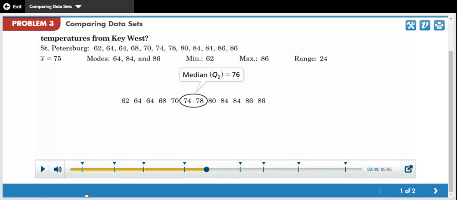So, for example, this data set has 12 values, right? Because there's 12 months in a year. And some of you might think initially, oh, well, the number halfway between 12 is 6. But if I were to count the sixth value in this data set, 62 being 1, 64 being 2, 3, 4, 5, 6, the sixth data value is 74, and that leaves me 5 values on the left, but 1, 2, 3, 4, 5, 6 on the right. That is not truly the median, which is why I had to take the average of the two values of 74 and 78.